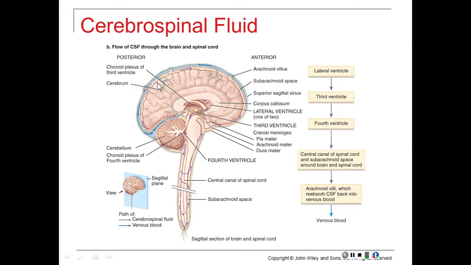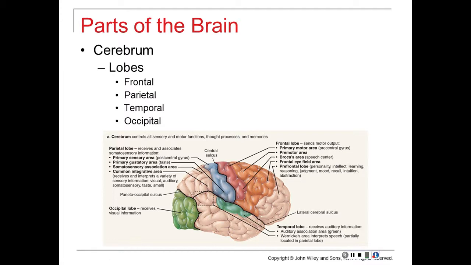At special locations called the arachnoid villi, and you see that over here, the CSF will be reabsorbed back into the blood, so this allows for the CSF to be cleaned. This flow chart over here is a very good flow chart for looking at the flow of CSF through the brain and spinal cord. We'll stop here for part 1.